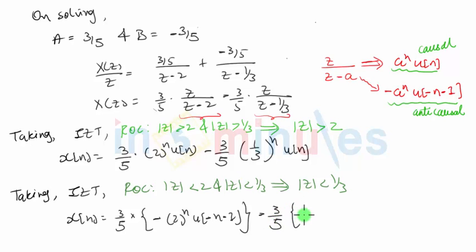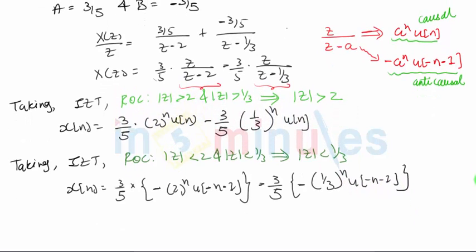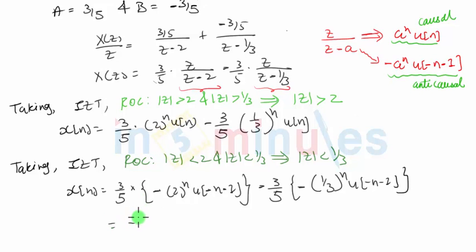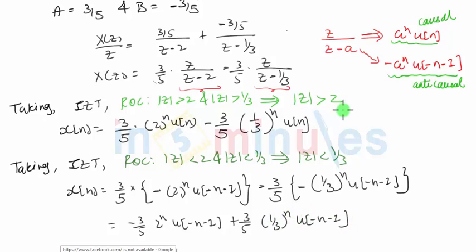Minus 3 by 5 minus, for the next part a was 1 by 3, so 1 by 3 raised to n u of minus n minus 1. So that's my complete Z transform. Obviously one can write this further as minus 3 by 5 2 raised to n u of minus n minus 1, and this minus minus will make it plus 3 by 5 into 1 by 3 raised to n u of minus n minus 1. Now this was exterior to a circle, this was interior to a circle.